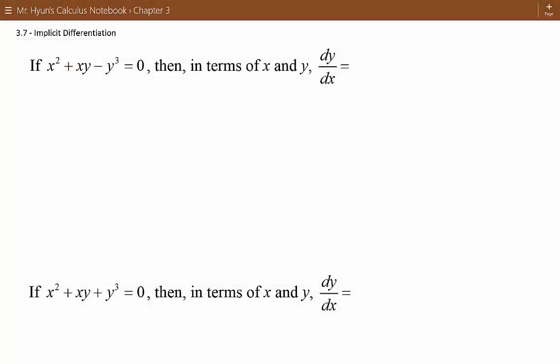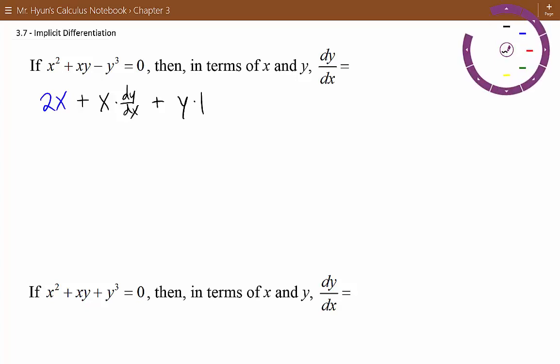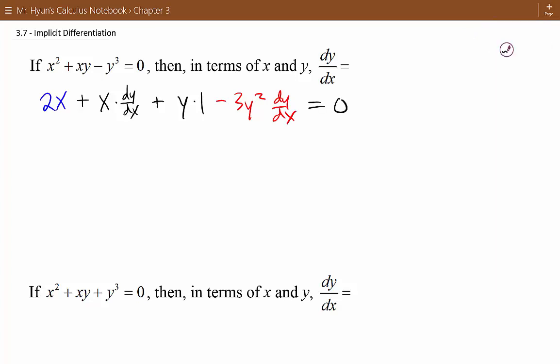When you see an equation given implicitly, in order to find dy/dx, we take the derivative with respect to x. In this situation, x squared would give us 2x, plus xy will give us plus x times dy/dx plus y times 1, given by the product rule. Then minus y cubed will give us minus 3y squared dy/dx, and on the right side we will get equals 0, because the derivative of 0 equals 0.